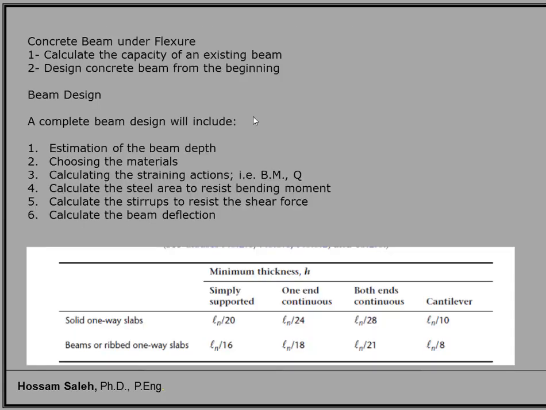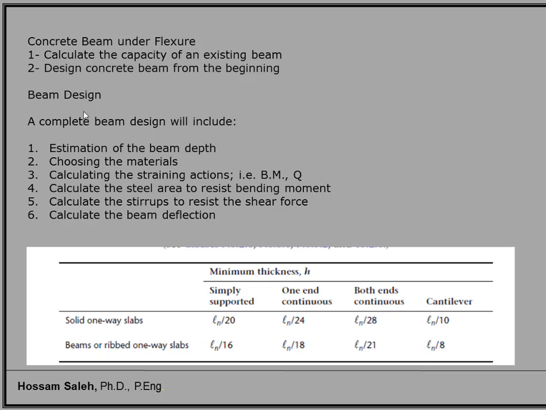Now, when we calculate a beam under flexure, we have two ways of calculation. One is to calculate the capacity of an existing beam, and that's what I have done already. So if you have an existing beam, you can calculate the internal capacity of this beam to resist bending moment. The other way is to design a beam from scratch. That will be for a new building. And how to design a beam from scratch?